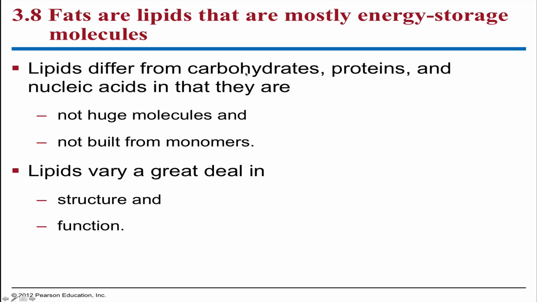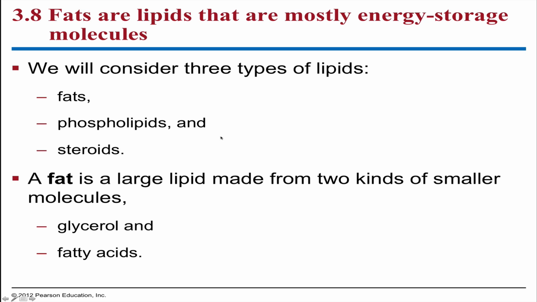Lipids also differ from carbs, proteins, and nucleic acids in that they're not huge molecules and they're not built from monomers. Lipids vary a great deal in structure and function. We're going to be looking at 3 types of lipids: fats, phospholipids, and steroids. Okay? Now, a fat is just a really large lipid that's made up of 2 kinds of smaller molecules. So in other words, what are the building blocks of fats? Okay, they are glycerol and a fatty acid.